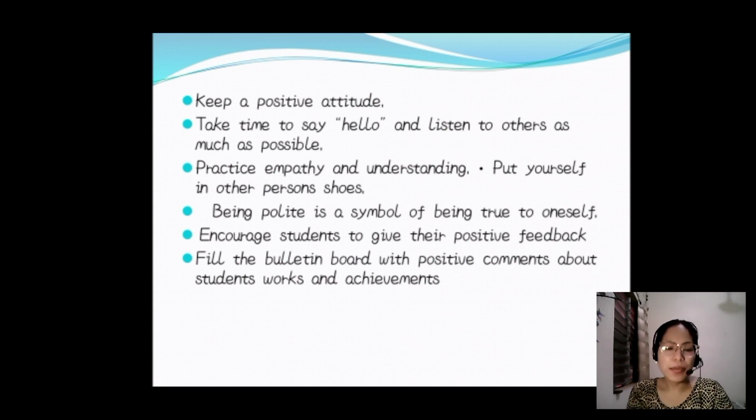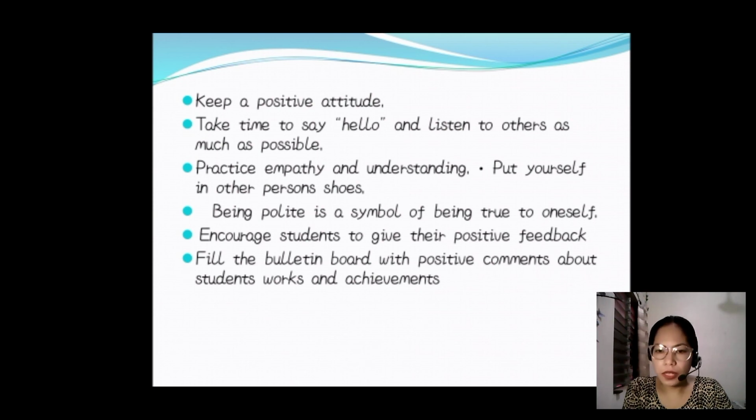Next is take time to say hello and listen to others as much as possible. Yes, it is always polite to say hello or greet each other. And as much as possible, listen to the students. Practice empathy and understanding. Put yourself in another person's shoes. Yes, this is very important.